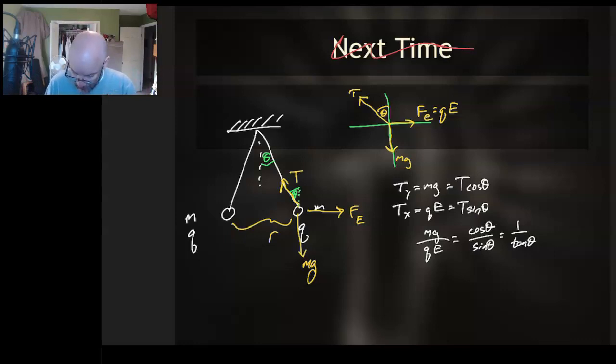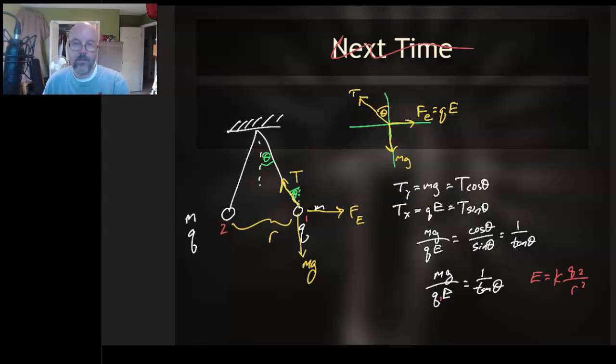Let me rewrite it just a little bit for you here. So mg over Qe is 1 over tangent theta. And now I have an equation that relates mass and charge to tangent theta. The thing I don't have in there yet is information about the electric field. The electric field is going to be K Q1 Q2 over R squared, like that. Oh, I see, we better put some numbers on here. This is Q1, this is Q2. But I think they're the same.